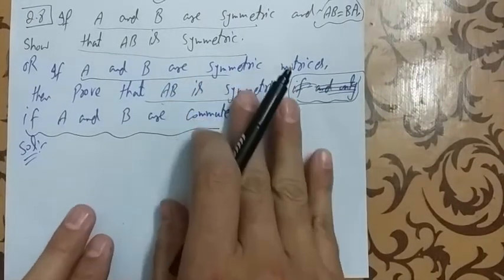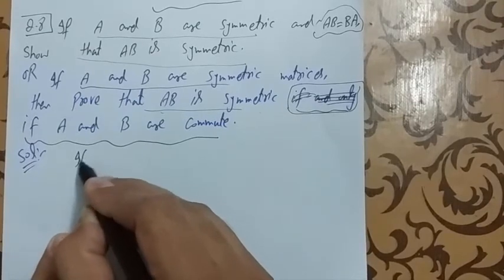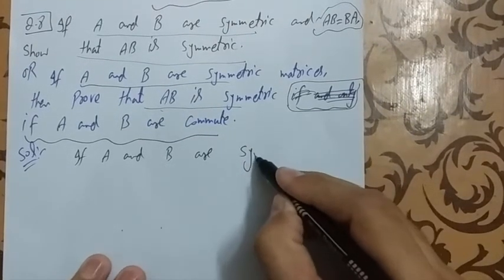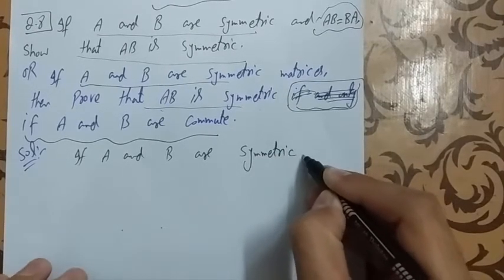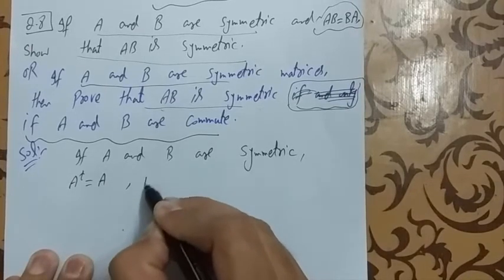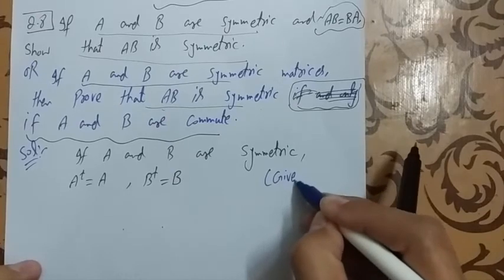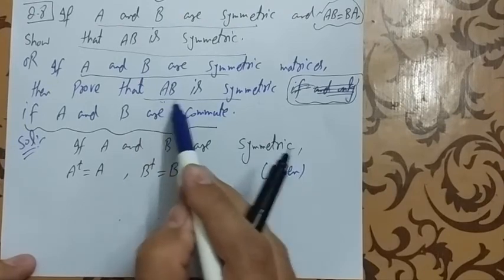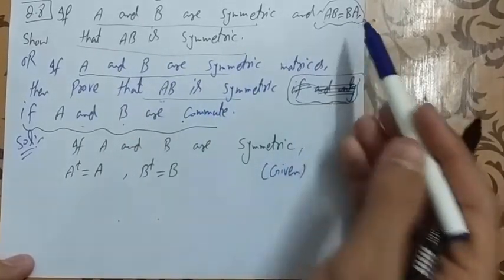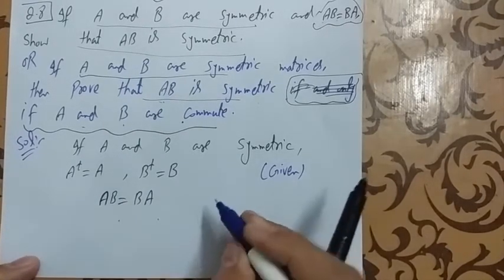First of all, we can see easily that A and B are symmetric, so we write A transpose is equal to A and B transpose is equal to B. These things are given in the problem. The second thing is that A and B commute, or in other words AB is equal to BA. This is also given in the problem.